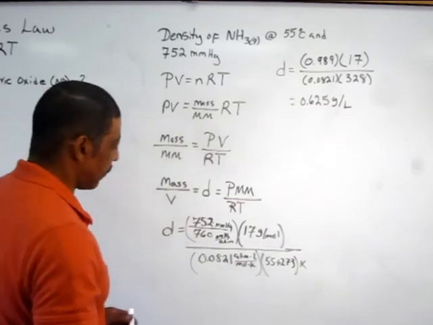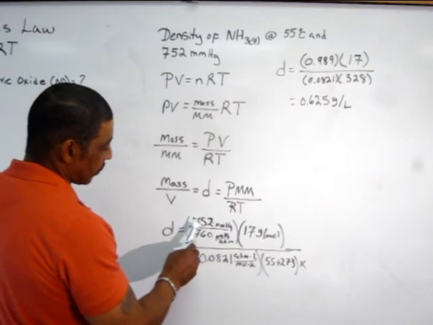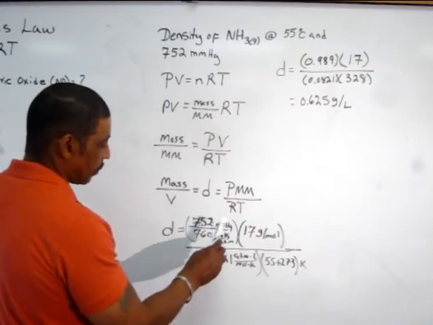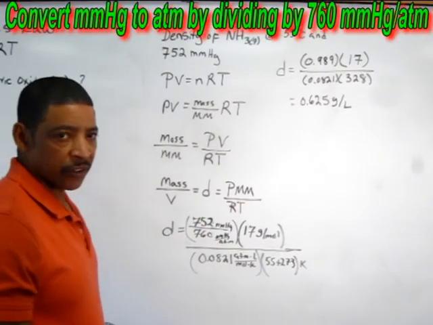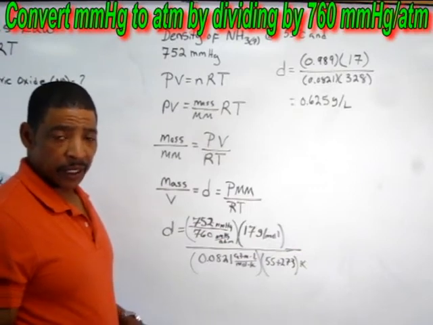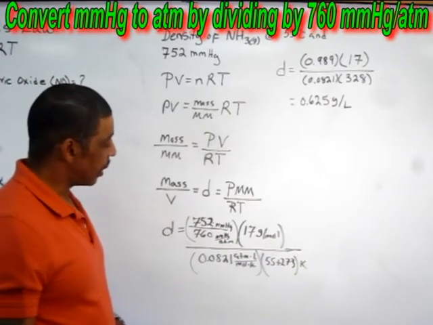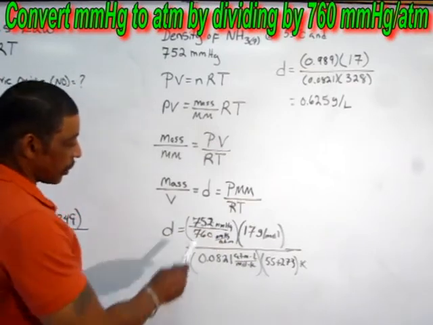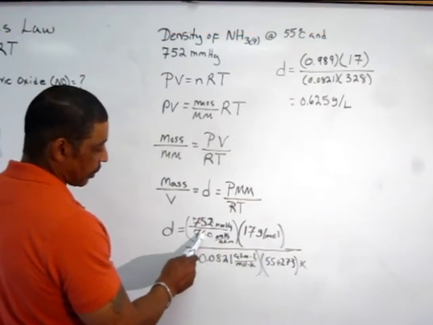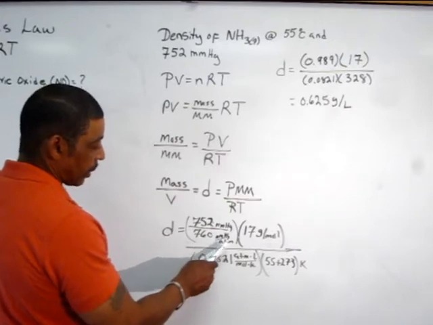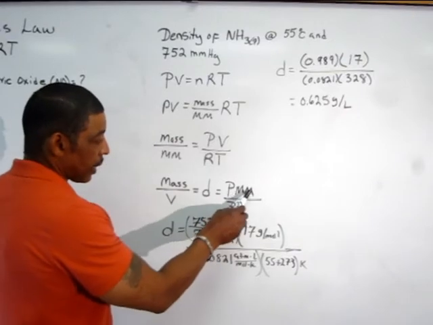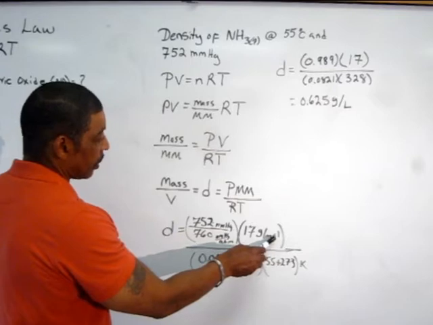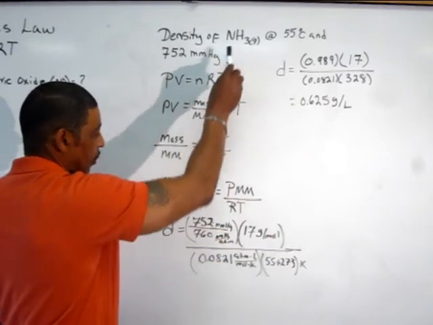Now simply insert the values, where the value for pressure was given at 752 millimeters of mercury. But millimeters of mercury may not be used in an ideal gas law calculation. So we must convert the millimeters of mercury to ATM. To do so, simply divide through by the conversion factor, 760 millimeters of mercury per ATM. The molar mass will be 17 grams per mole, which represents the molar mass of ammonia.